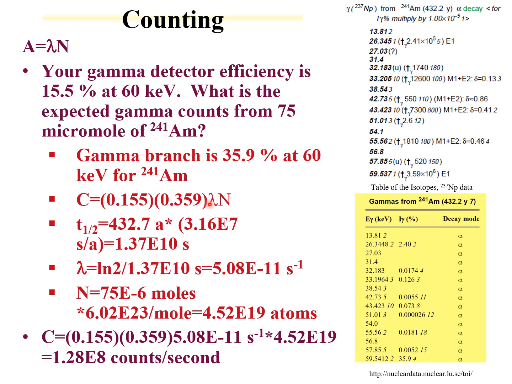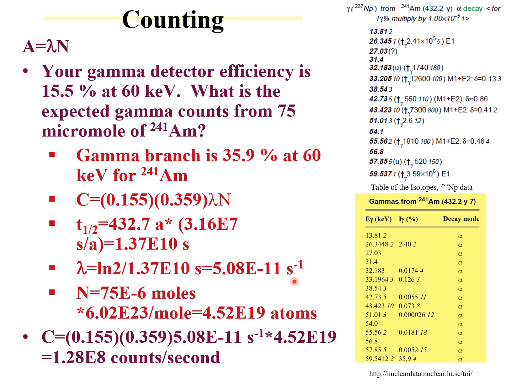Then I use my lambda N. That's equal to my counts. I put in my half-life. Using the half-life of 432.7 years and normalizing that to seconds, where there's 3.16 times 10 to the 7th seconds per year, you get a half-life of 1.37 times 10 to the 10th seconds. I get the seconds because remember I said the half-life needs to be in the same unit. It's given to you in years. I need to convert it to seconds. I use this seconds half-life to get the decay constant.